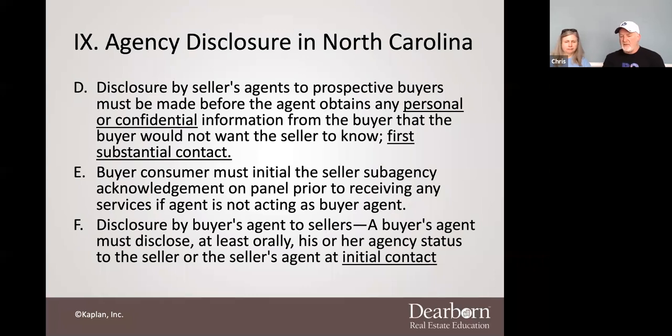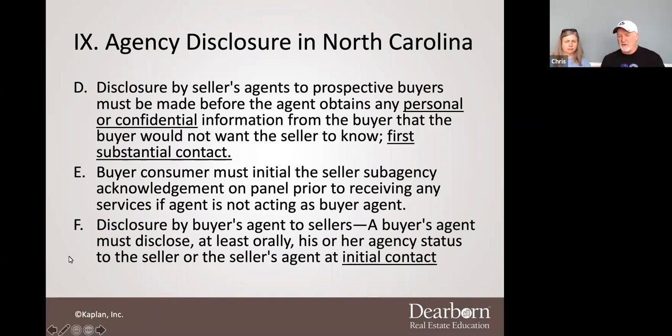Okay. And then, of course, if in fact the buyer chooses not to be represented, there's a spot on the form where they can initial that they understand I'm working for the seller. Again, extraordinarily rare in North Carolina, but we do have the capacity to acknowledge that as well.